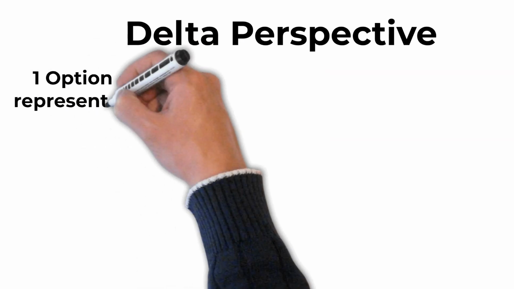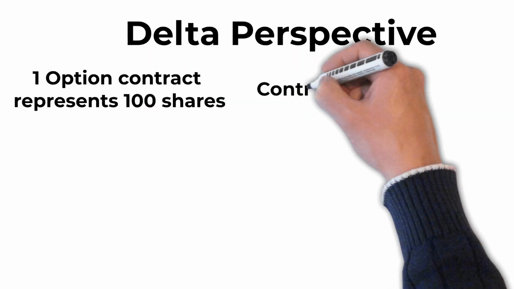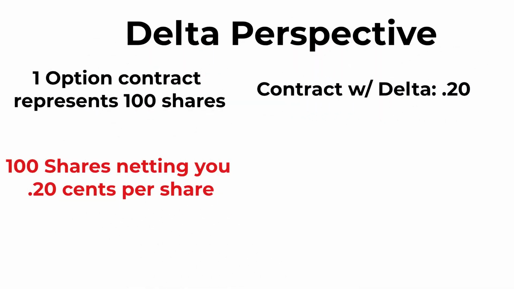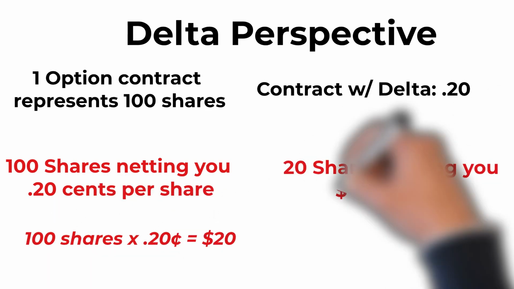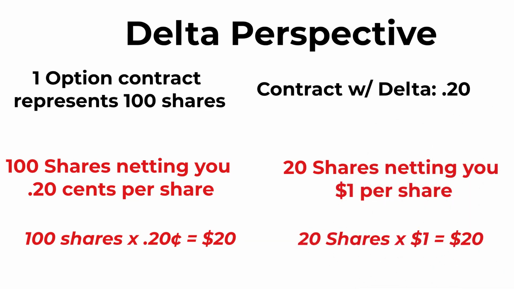Here's another way that you can look at delta. Since each contract represents 100 shares, if your delta is 0.20, that means that you're netting 20 cents a share every time your underlying goes up by $1. Or you can just look at it as having 20 shares that would make you $20 if the underlying went up by $1.